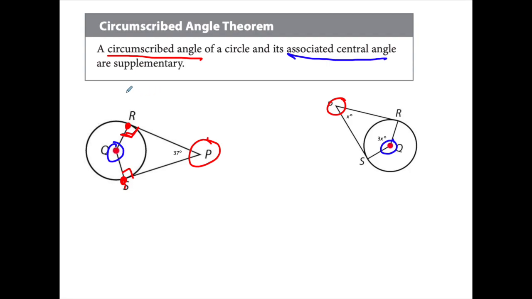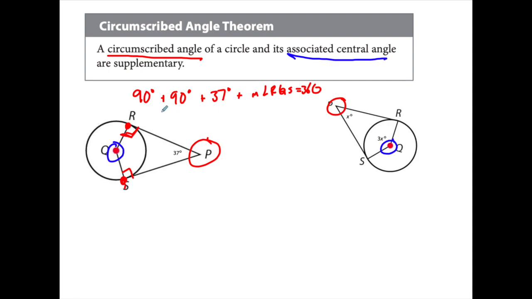So what we have is, think about it like this. We have 90 degrees plus 90 degrees, right? Plus 37 degrees plus whatever this is, RQS, has to be equal to 360 because it's a quadrilateral, right? There's four sides, and any shape with four sides has to have interior angles that add up to 360.